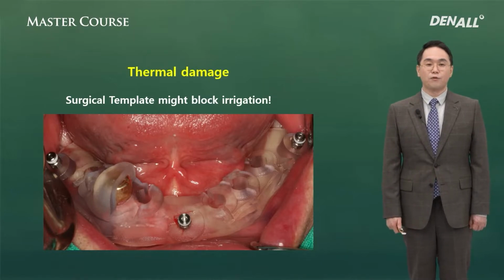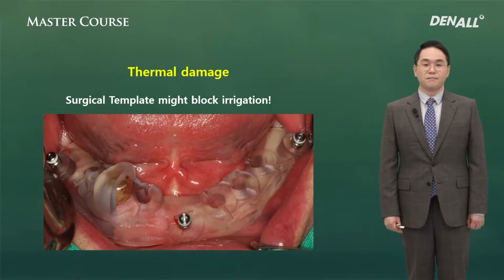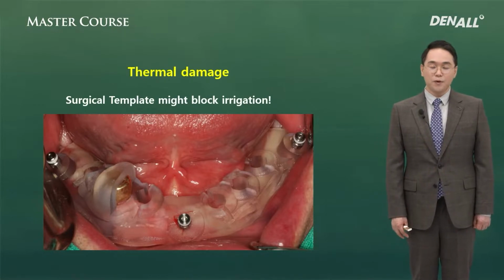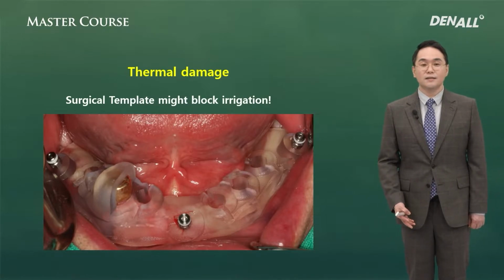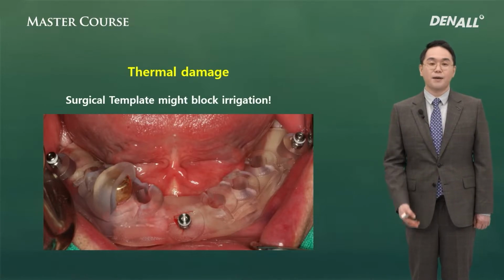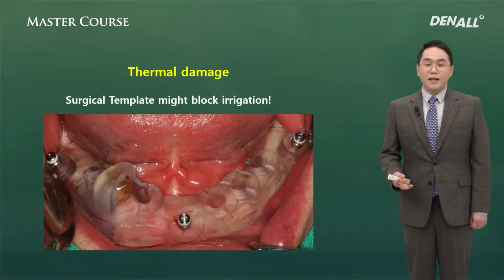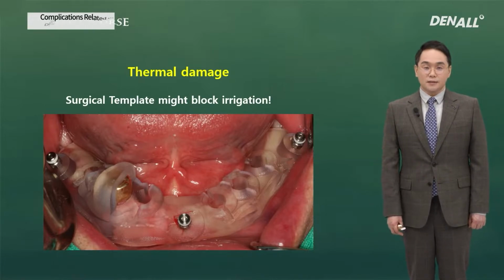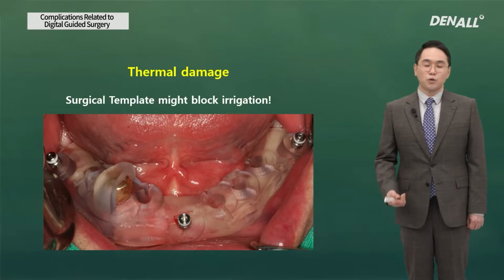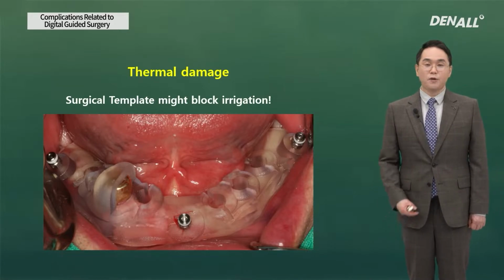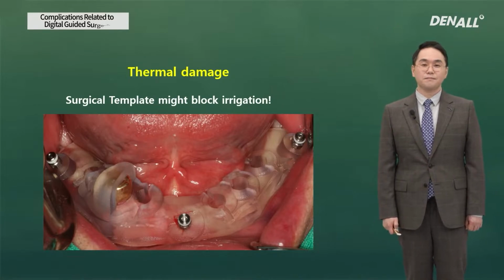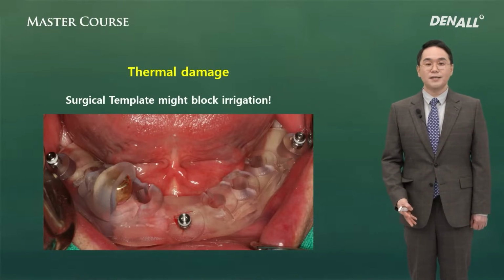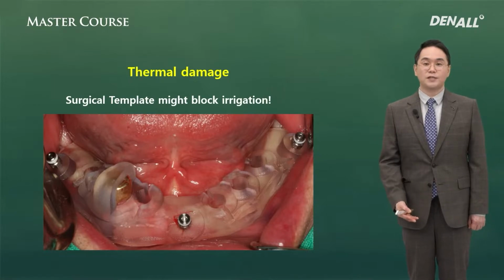Another major complication is thermal damage. This can be expressed as heating necrosis or thermal damage. When you drill using one guide template, compared with taper drilling, heat generation is higher because the one guide template itself obstructs irrigation. We need to know the symptoms of thermal damage in order to be able to respond to it.